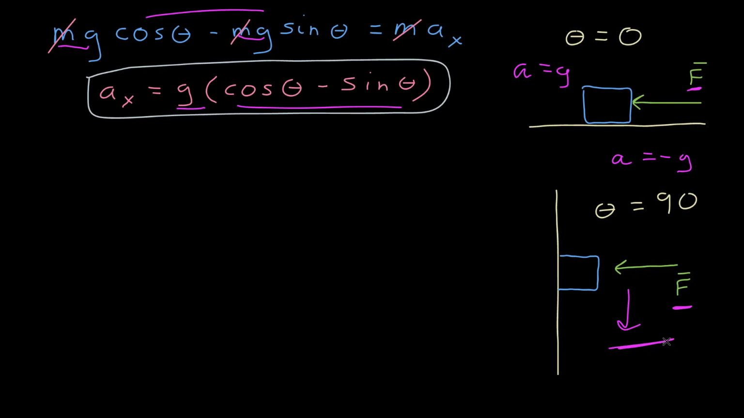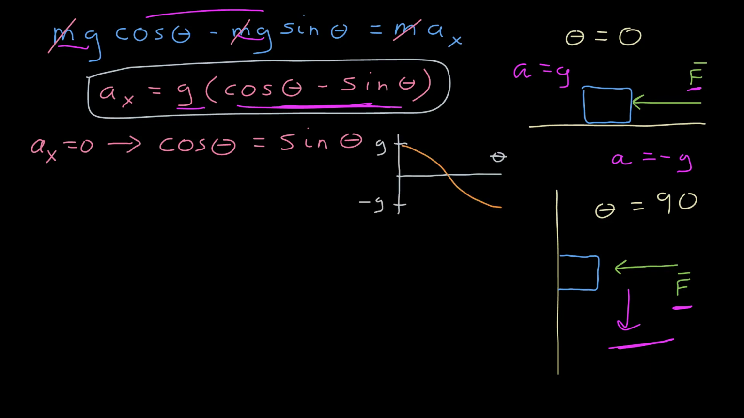That was one of the things that we were asked to find. What is that maximum angle? That maximum angle then is when the acceleration goes to 0, or when cosine theta is equal to sine theta. To see this, you could just do a little graph of the acceleration as a function of theta. At theta equal to 0, it's positive g. At theta equal to 90 degrees, it's negative g. And so at some point, the acceleration has to go through 0, and that's the maximum angle at which you can push it up the incline.